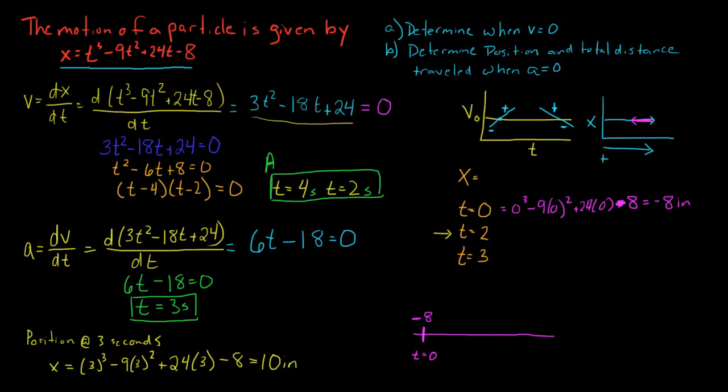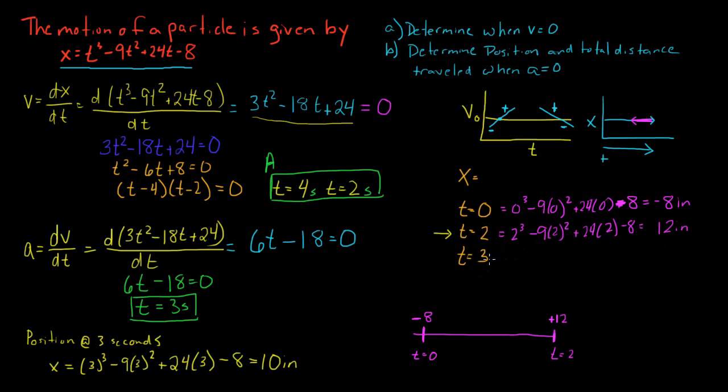Now at time equals 2, we plug in 2 cubed minus 9 times 2 squared plus 24 times 2 minus 8, and we get 12 inches. So at time equals 2, we get 12 inches all the way over here. And it's a positive 12 inches.